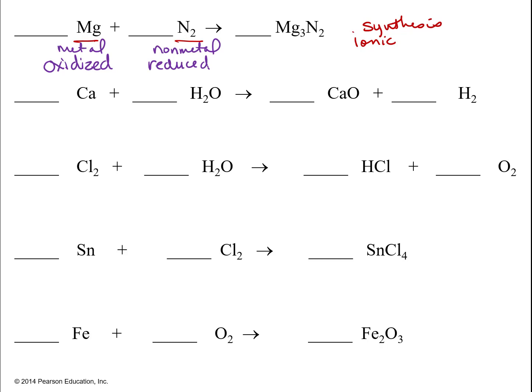The next two are single displacement. Does everybody see that? So the next two, you have an element in a compound making a different element in compound. So if it's single displacement, then you're looking to see which one swapped hydrogen or which one swapped oxygen. And then the last two, they're both synthesis. So it's just a matter of identifying which is the metal, which is the non-metal, and that's oxidized or reduced. So I'll give you a minute to do those.